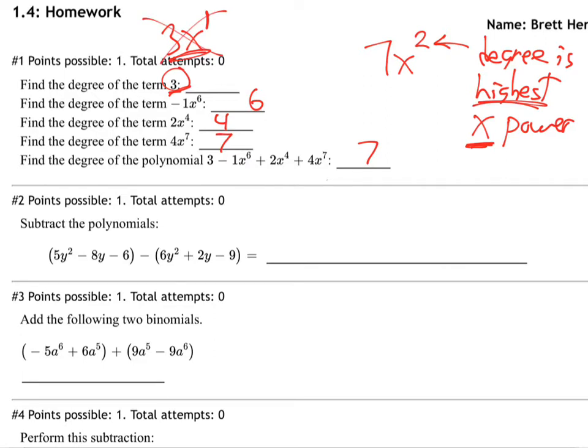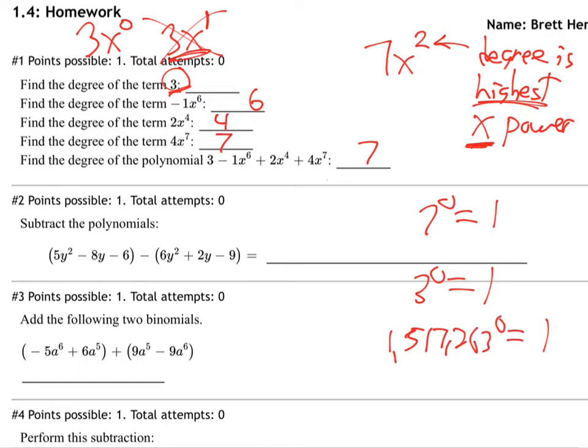Well, how could you write an x power and have it really be the same? You have to make it into x to the 0. Remember what we learned last time? Remember anything to the 0. What's 7 to the 0 power? 1. What's 3 to the 0 power? What's 1,517,263 to the 0 power? 1. Anything to the 0 power is 1, right?